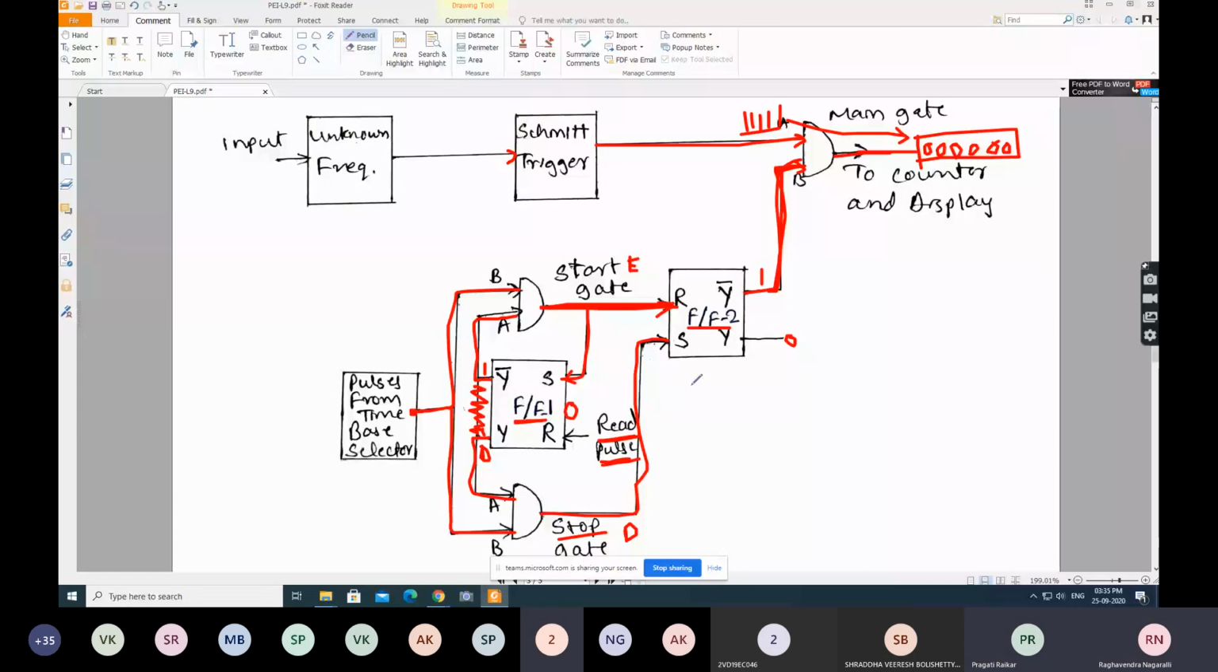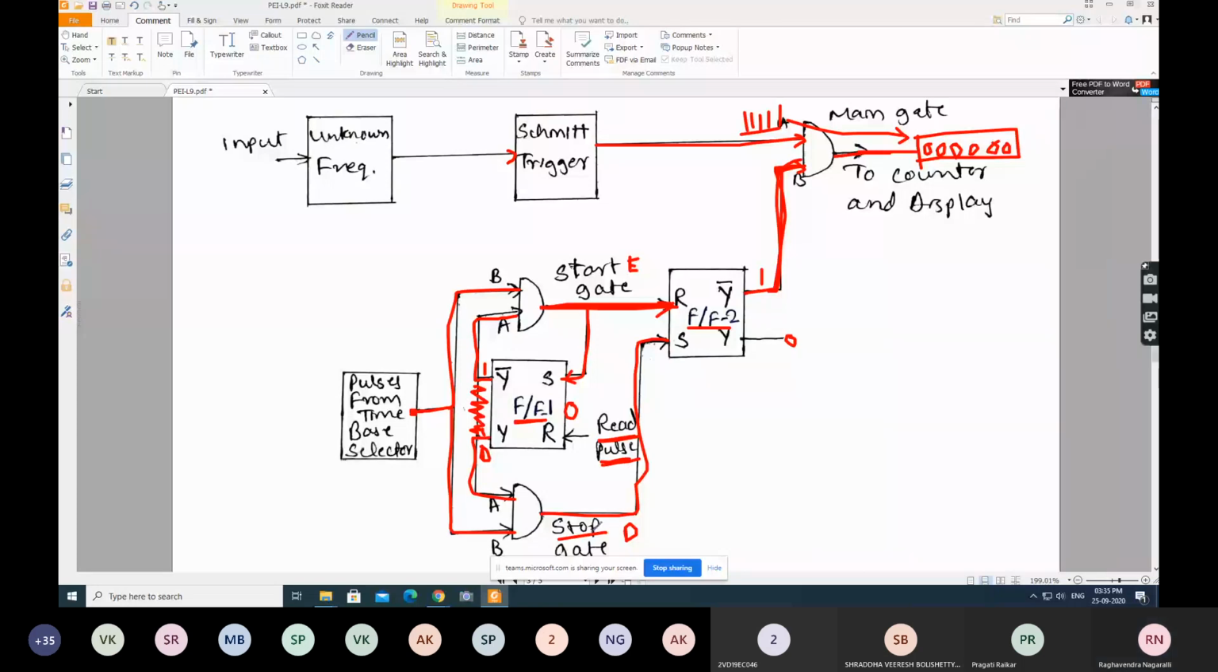Okay. When we start to measure the frequency of the unknown signal, we will give this reset pulse to the reset pin of the SR flip flop, making it 0. So this reset of the SR flip flop 1 will change the output state. Now Y becomes 0 and Y bar becomes 1, making the start gate enable and stop gate disable. So this is enabled now and this is disabled.